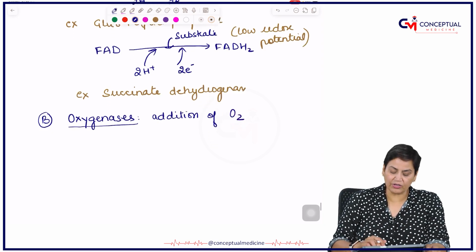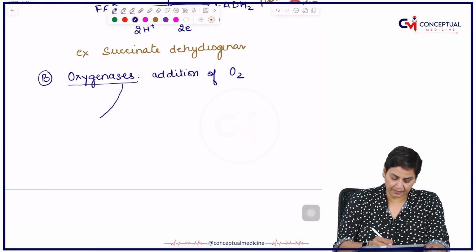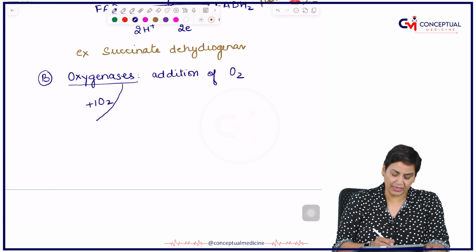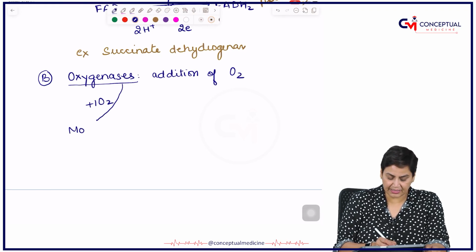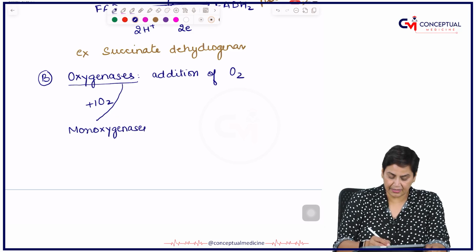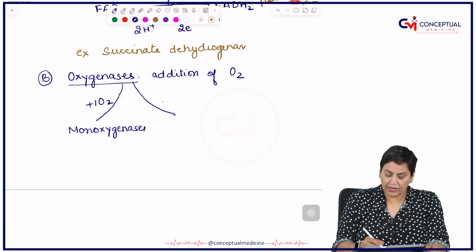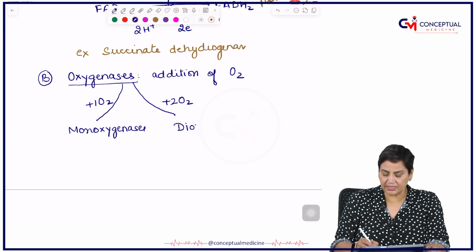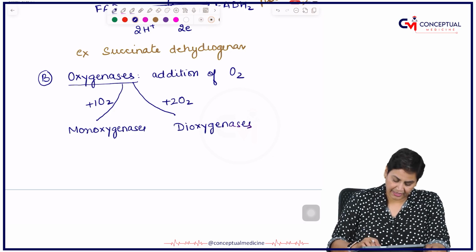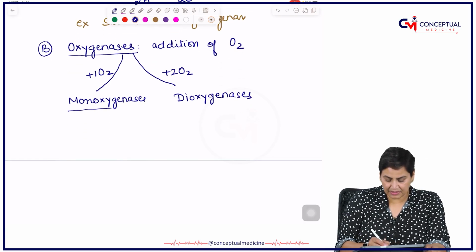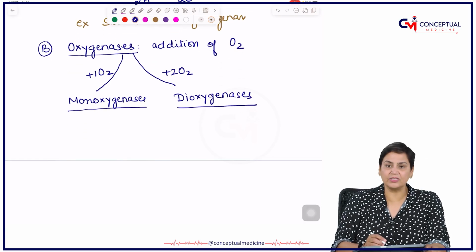So if one oxygen is attached, we call it monooxygenases. And if 2 oxygen are attached, it becomes dioxygenases. Now again, we have to look for the examples, monooxygenases and dioxygenases.